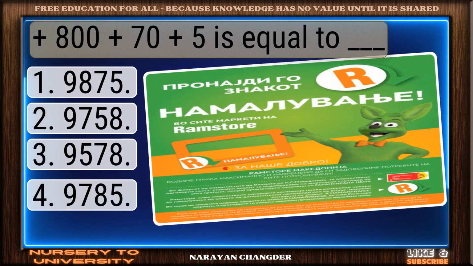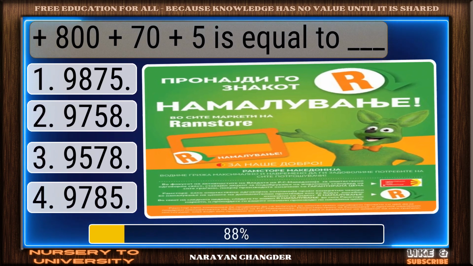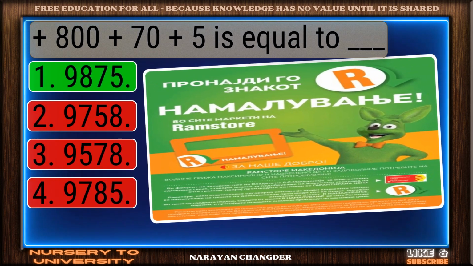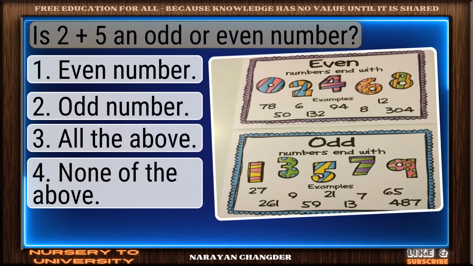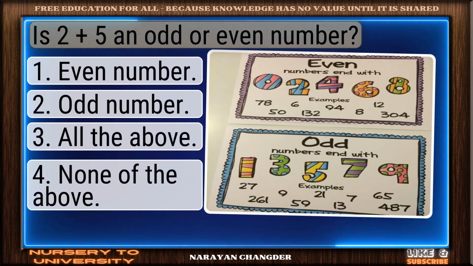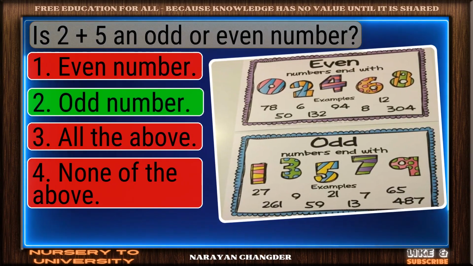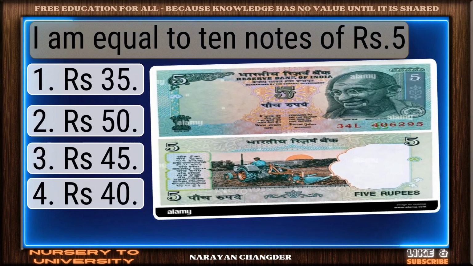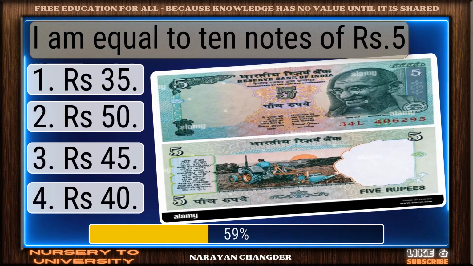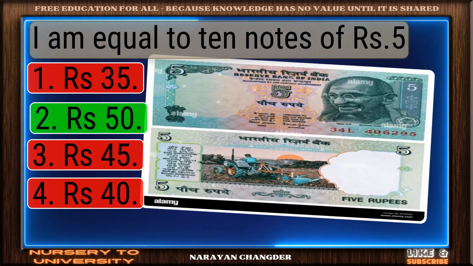9,000 plus 800 plus 70 plus 5 is equal to dash. Exactly. 9,875 makes sense and it is the right choice. Is 2 plus 5 an odd or even number? Great thinking. Odd number is the right choice. I am equal to 10 notes of Rs 5. Great job, Rs 50 is the accurate answer.